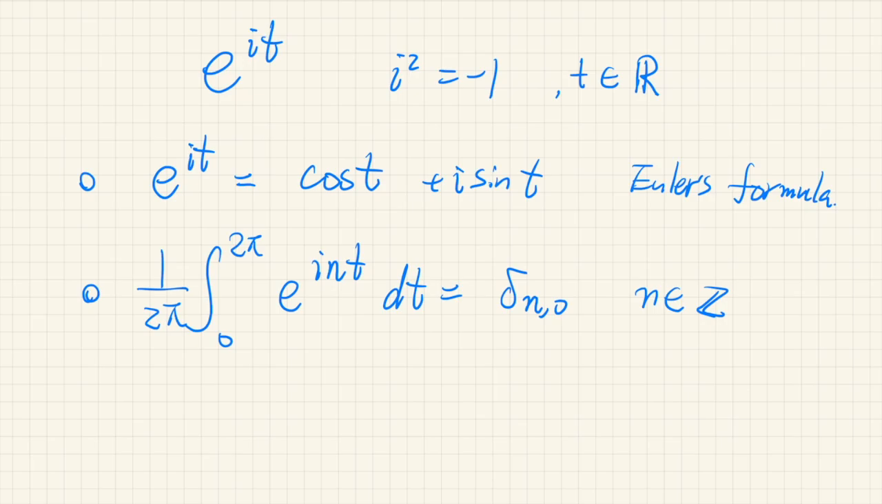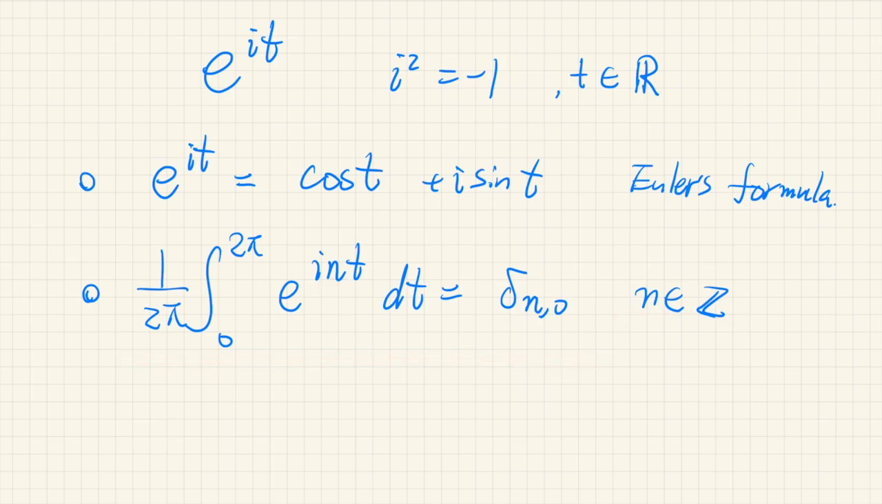Alright, in this video we review the properties of the exponential function where the exponent is imaginary. Here this i is the imaginary unit, that is i squared is equal to -1, and this t is a real variable. In particular, we first derive this Euler's formula starting from the Maclaurin expansion of the exponential function. And in the end, we prove this identity, where here this n is an integer.